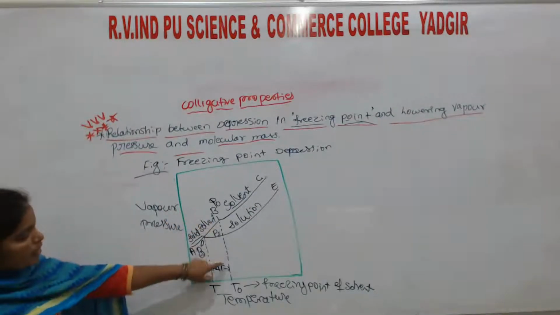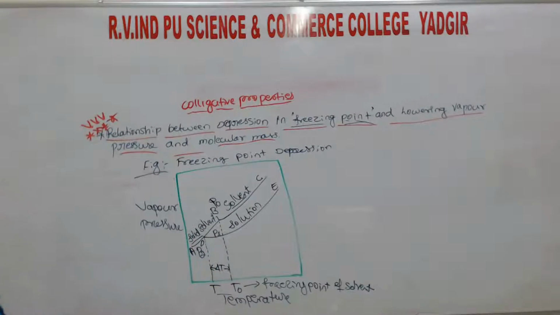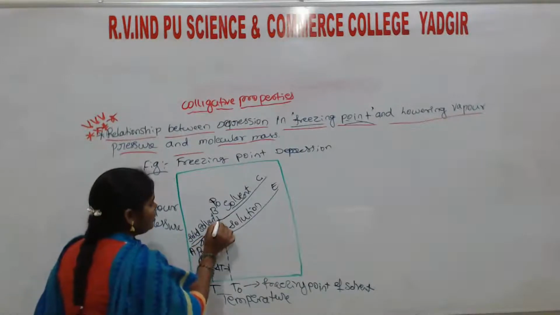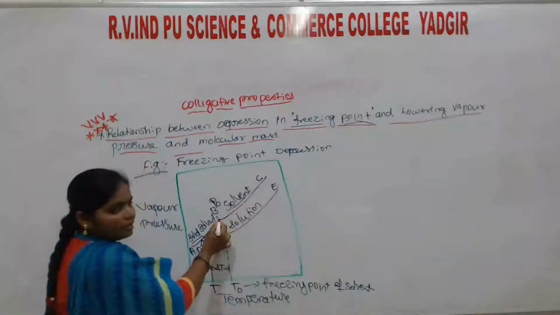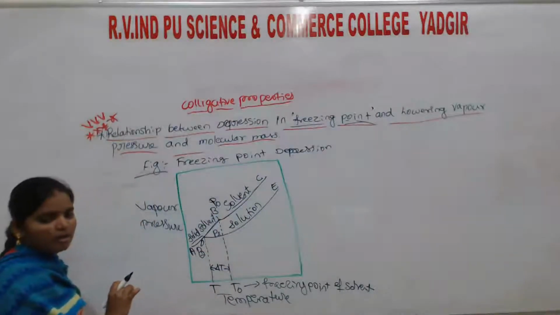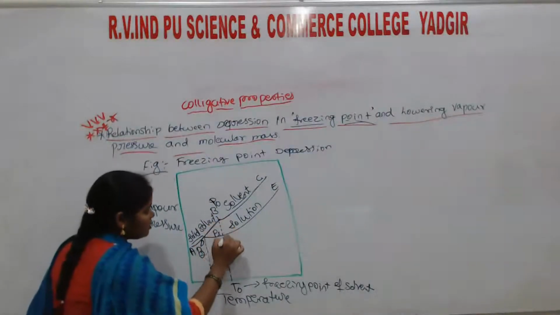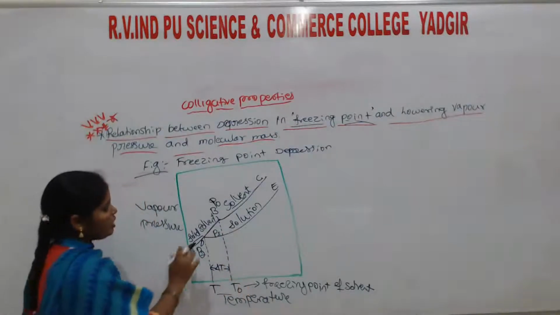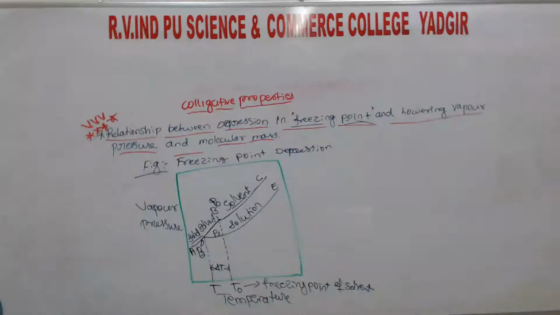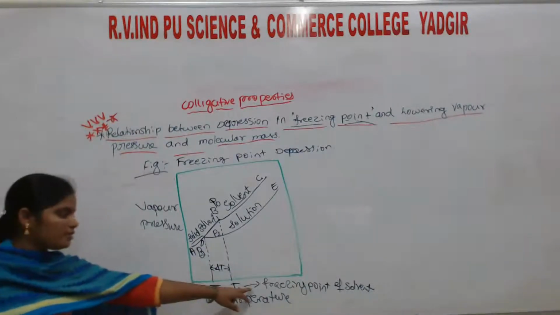Here the corresponding temperature T0 is, and the solid and liquid state have the same vapor pressure. See here, solid and liquid: these two curves meet at this point, and this gives the temperature T0.